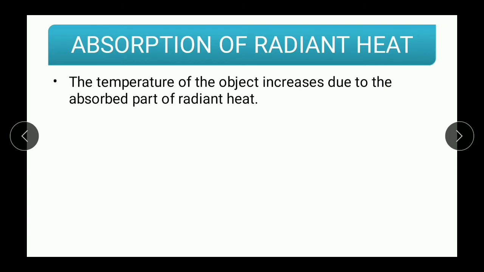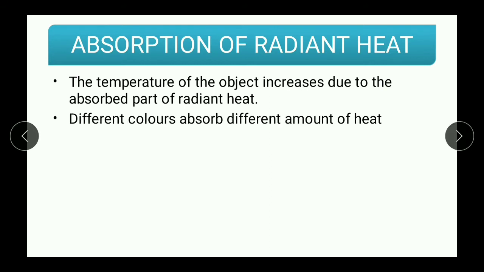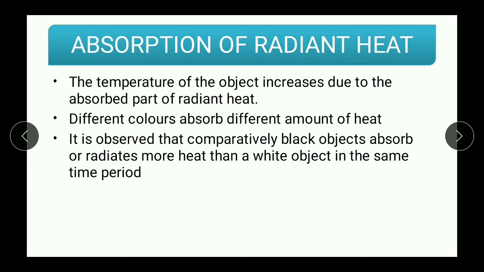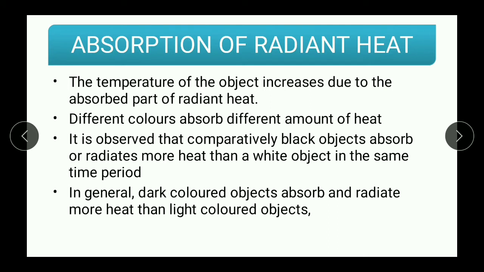The temperature of the object increases due to the absorbed part of the radiant heat. Now, different colors absorb different amounts of heat. For example, black color absorbs more heat. It is observed that black objects absorb and radiate more heat than white objects. In general, dark colored objects absorb more and radiate more heat than light colored objects.